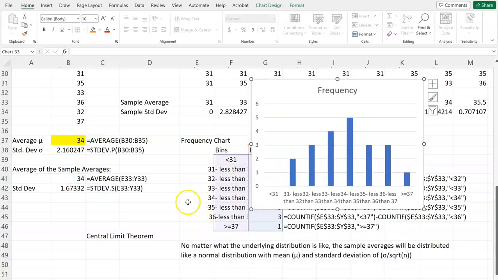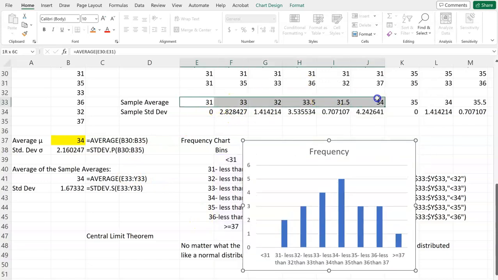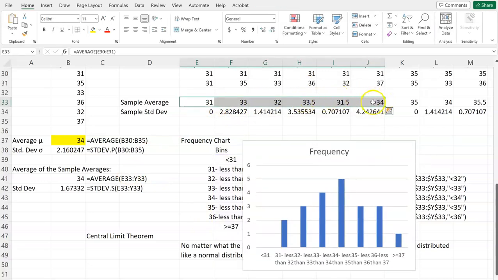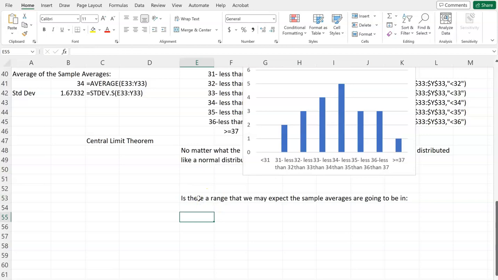Now, one of the things we can do is that, as we saw here, not all the averages are close to the population average, which was 34. Some are very low, like 31. Some are very high. We saw one as high as 37. So in that case, we would like to know, is there a range with which we can talk about it?